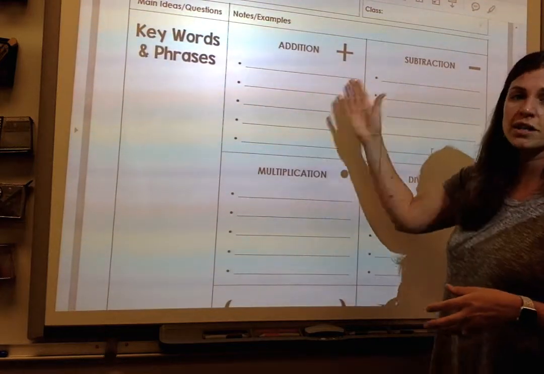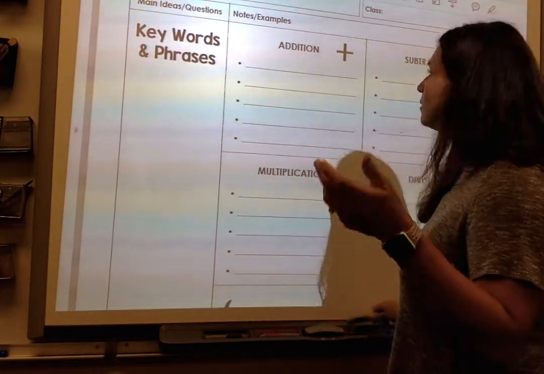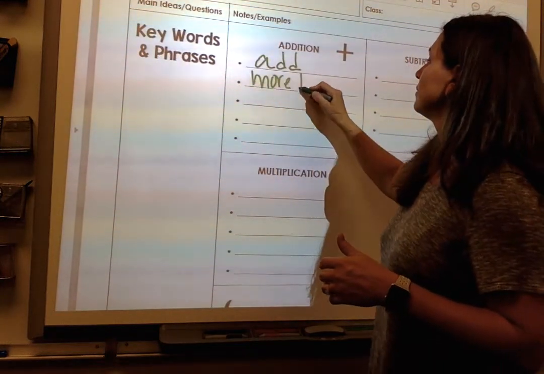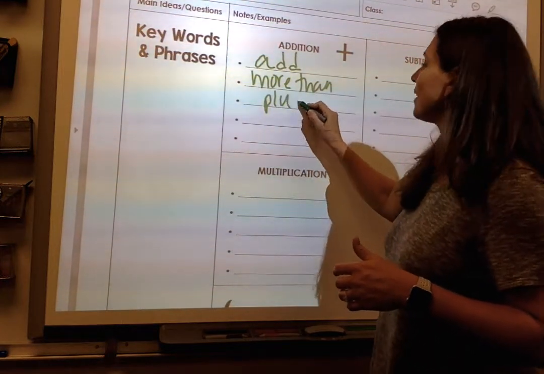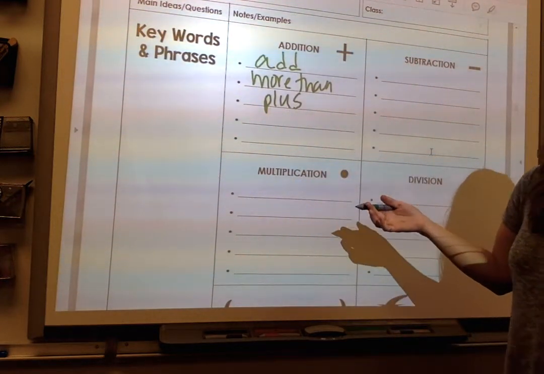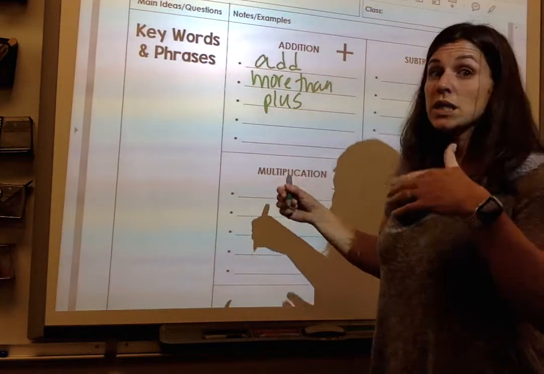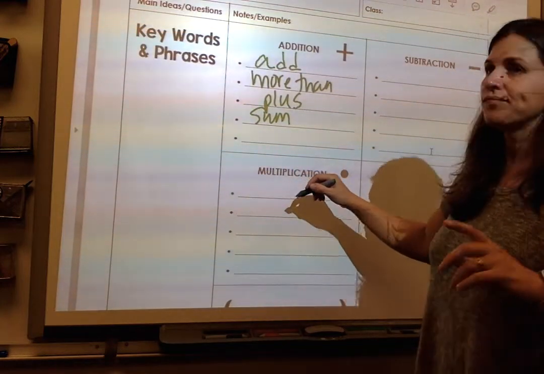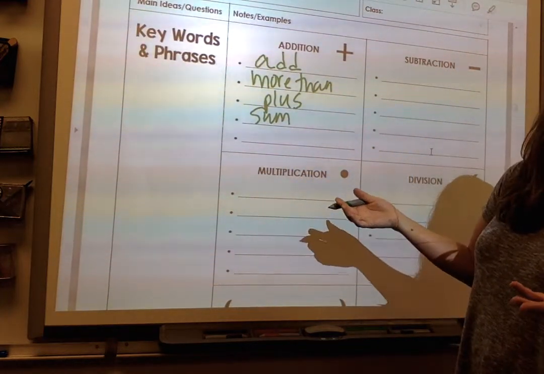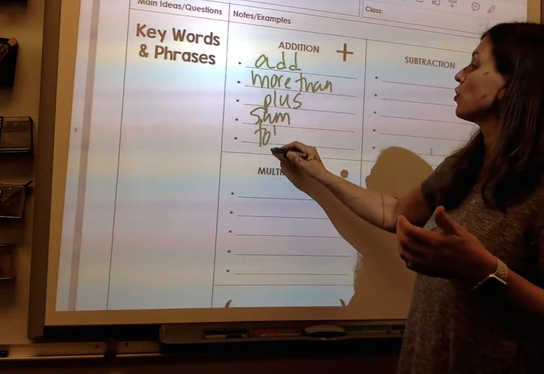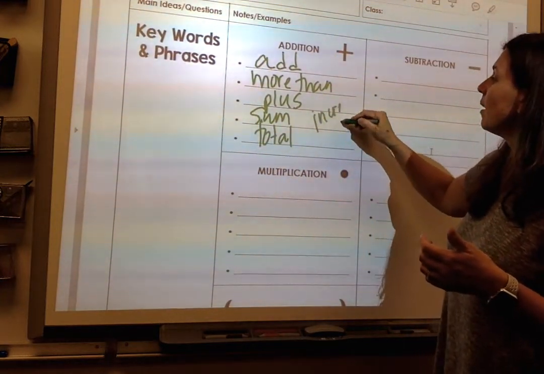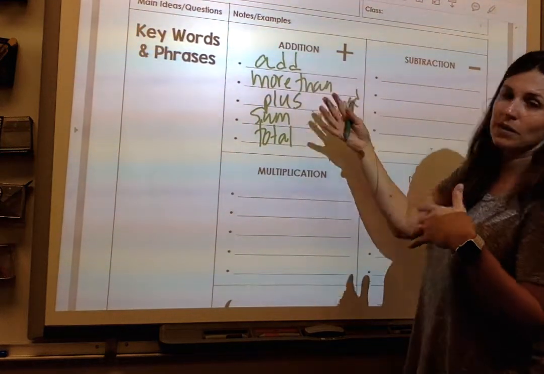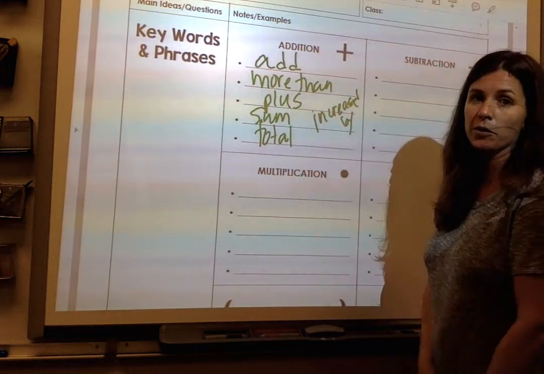So when you look at the word addition, what are some things that come to your head? Add, right? More than. Plus. What are some other words that you can think of? What's the big one that we always hear? The sum. So you have sum, there's total, there's increased by. We can get really fancy, but those are the big ones that you hear in math, okay?